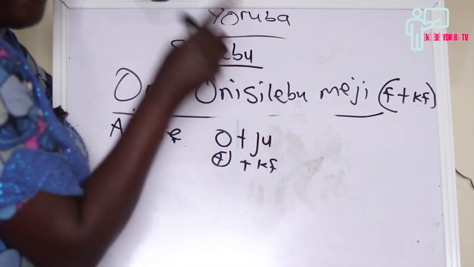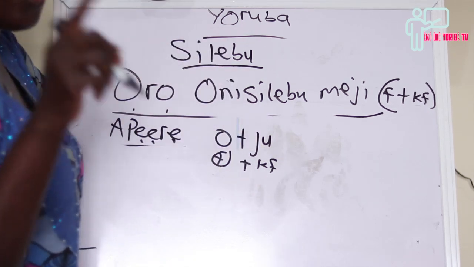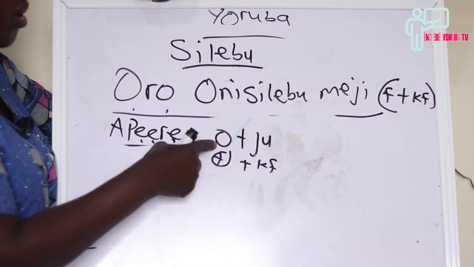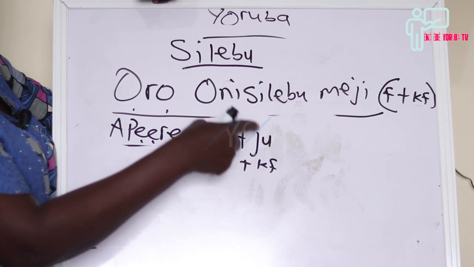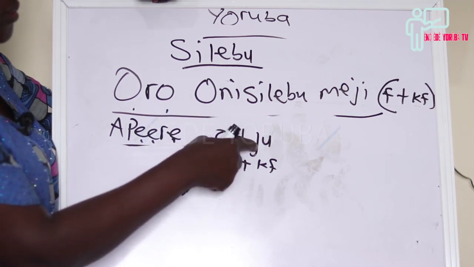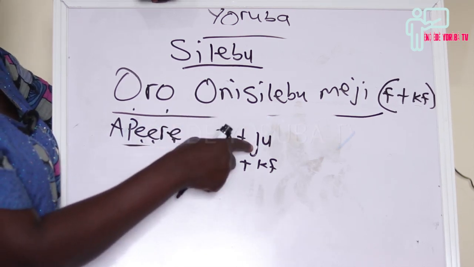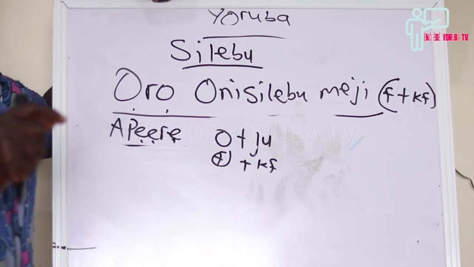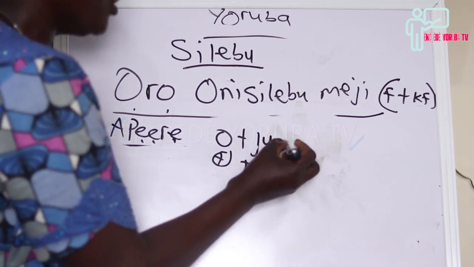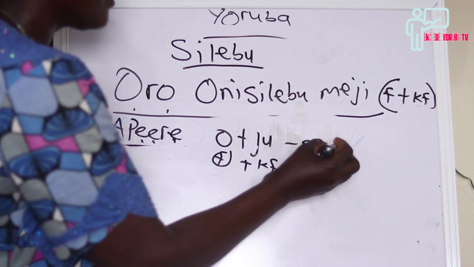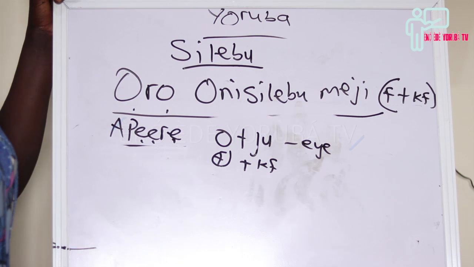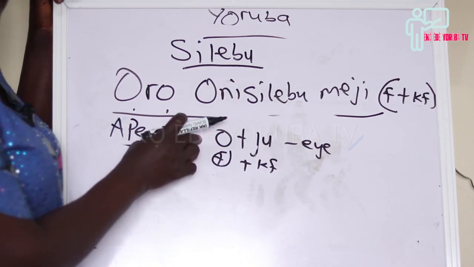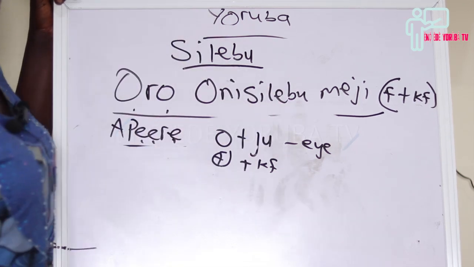The other time I said ọ̀rọ̀ onísílébù kan, one syllable. Ojú. Look at this one. When we say etí, ear, what is ojú? Eyes. Eye. Ojú, eye. Ojú, eye.